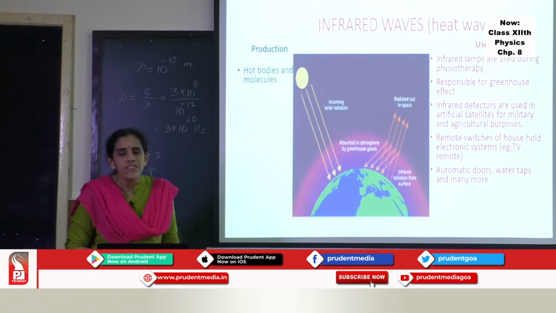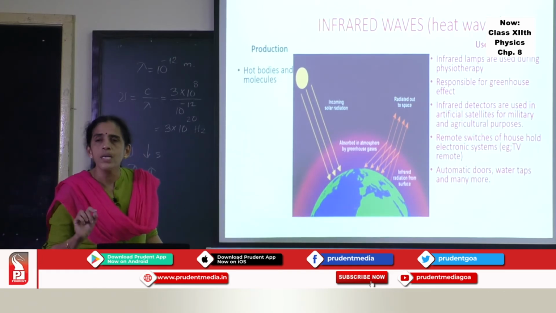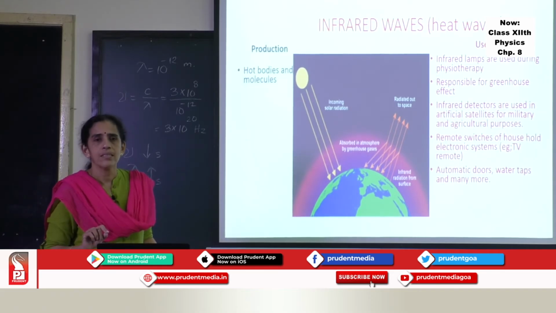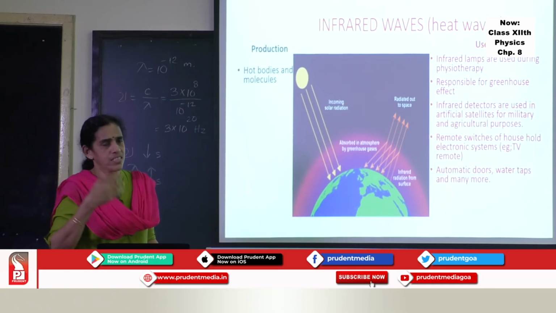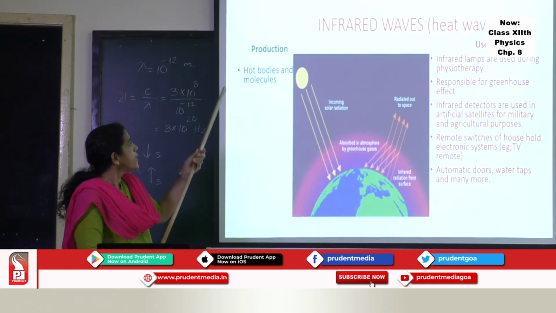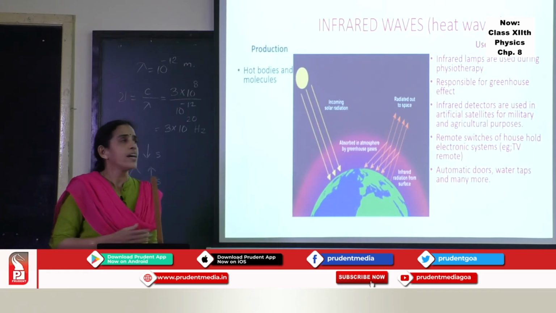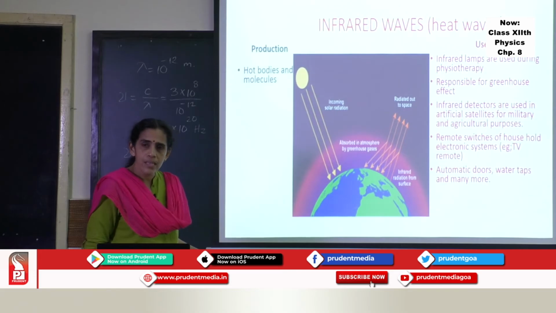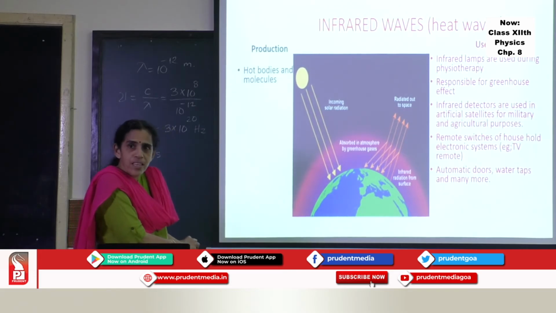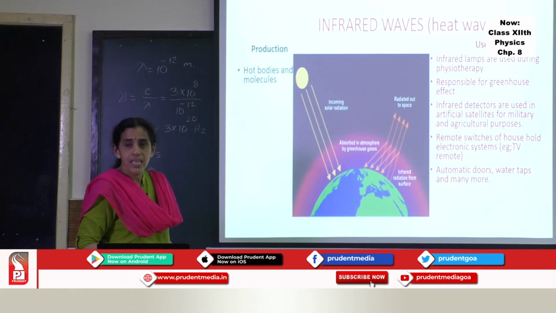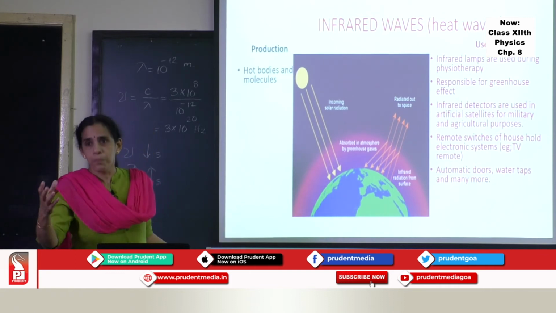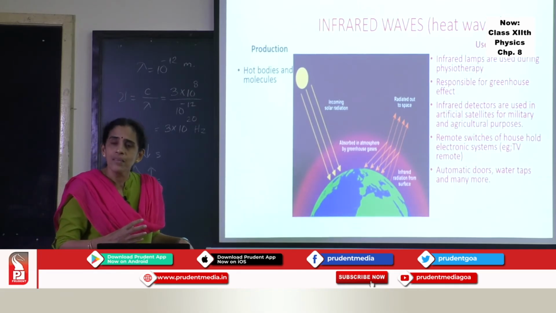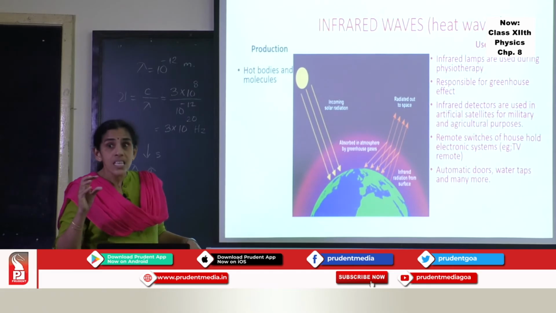Yes, next is infrared waves. They are also called heat waves. Why? Any hot body emits infrared rays. Okay? Uses of infrared rays: infrared lamps are used during physiotherapy. They put something like this and you feel hot. Otherwise also when you have a back pain, you keep that hot water bag. What is coming out from that hot water bag is infrared rays, which heats up.